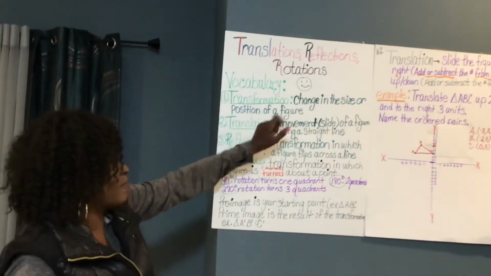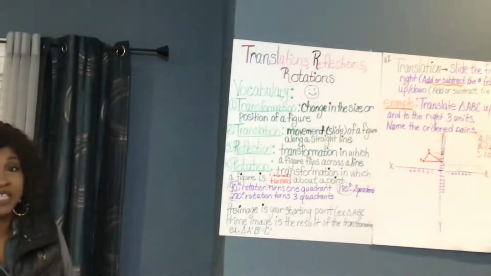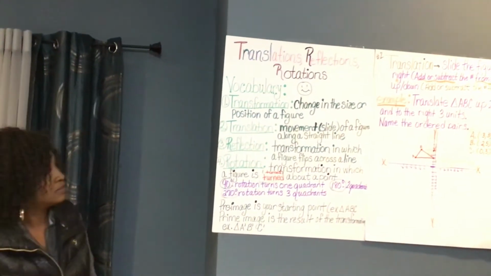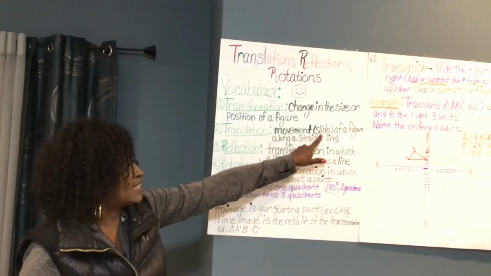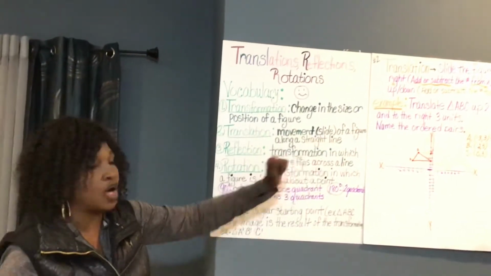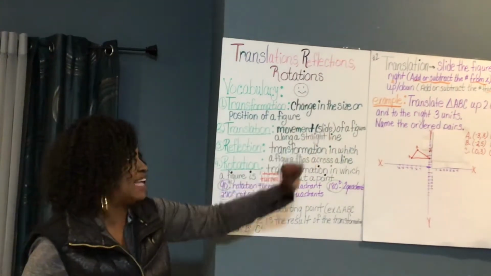Vocabulary. Transformation. A transformation is a change in the size or position of a figure. Translation. The movement, slide of a figure along a straight line. Please remember that with a translation you slide the figure.